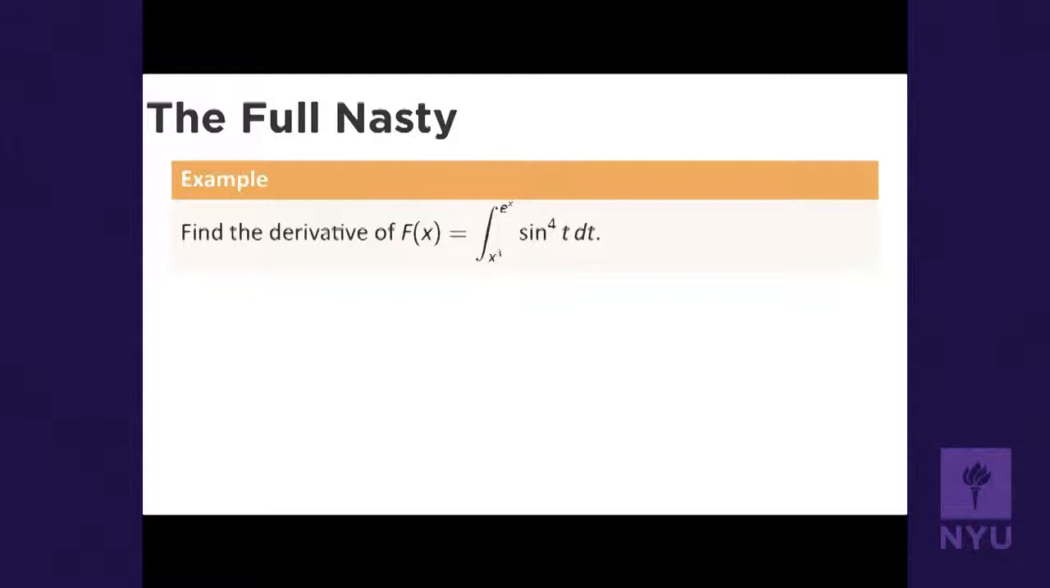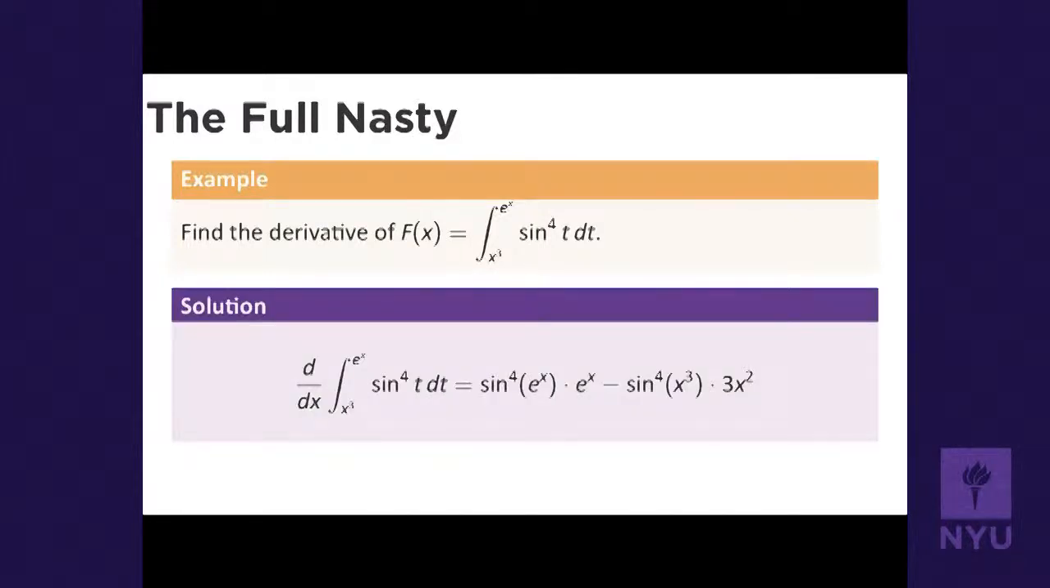But it's worth exploring whether the first fundamental theorem will get us there faster. And in fact, it does, because the derivative of the integral is the integrand. So we'll plug in sine to the fourth of e to the x. Right? The integrand is sine to the fourth of t. So the derivative will be sine to the fourth of e to the x. Now, e to the x is still a function, so we have to multiply by its derivative, which is e to the x.